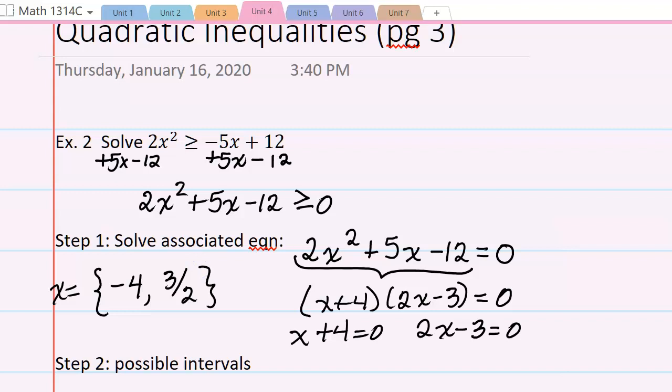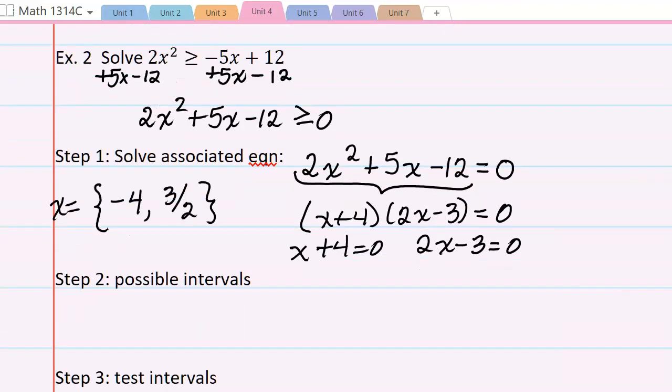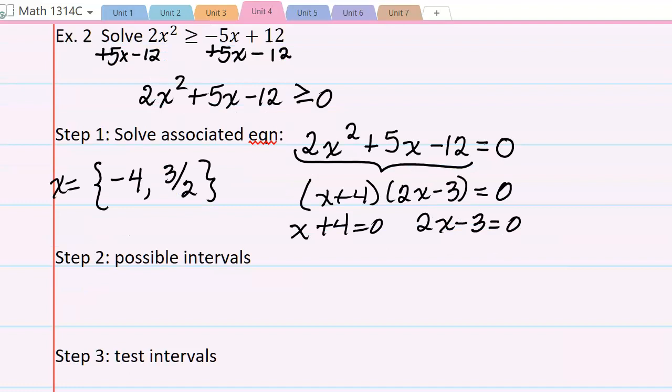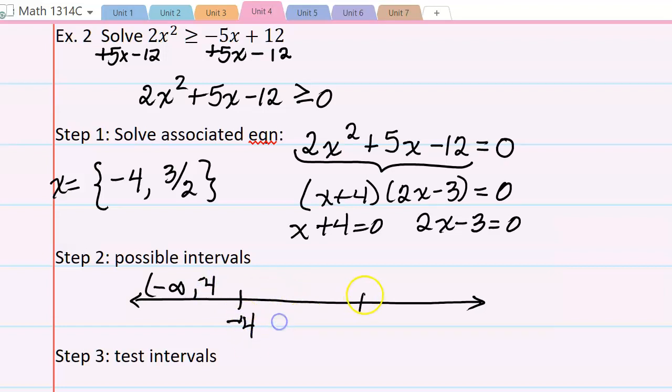For step 2, we need to create a number line or x-axis and graph our solutions found in step 1 on it. This will create the intervals of -infinity to -4, -4 to 3/2, and 3/2 to infinity. Note that these intervals include the values of -4 and 3/2, since the original inequality states that the values can be greater than or equal to.